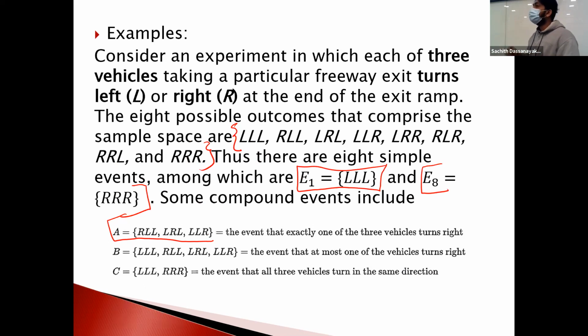So you can mention an event by just writing it like this. A equals the event that exactly one of the three vehicles turns right. Like that you can mention it, or you can denote it using letters. And I forgot to mention, events we denote by capital letters. Don't denote them by simple letters. That's the normal procedure. Capital A equals this event. Capital C equals this event. Something like that.